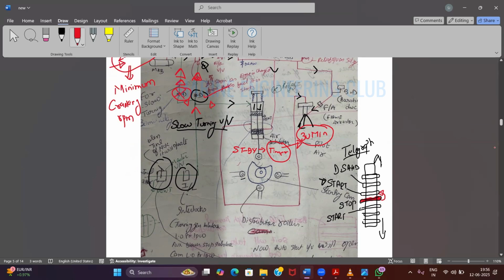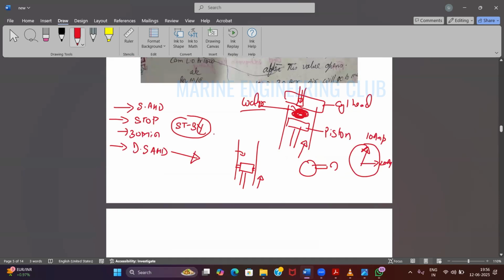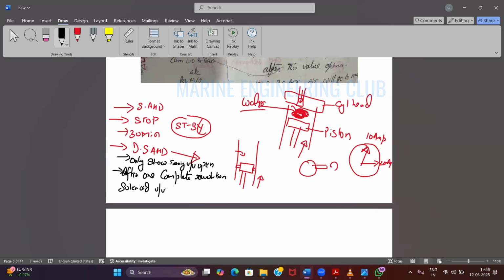Yes, sir. After 30 minutes, what has happened is my air has gone. Okay. After this, that's where I have given. My air will not go. Air will only go to slow turning valve. After the slow turning, one complete revolution has been done. After one complete revolution, the solenoid valve for the auto starting valve.